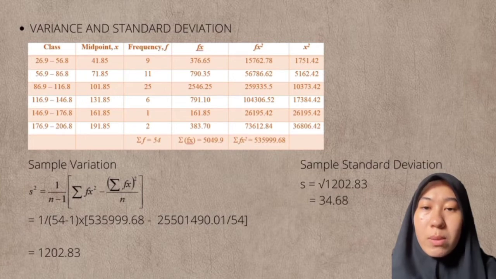For the sample variance, we have to use the formula, which is 1 divided by n minus 1 multiplied by the summation of fx² minus the summation of fx squared divided by n. So our sample variance is 1202.83. Then we take the square root of the sample variance to get the sample standard deviation, which is 34.68.